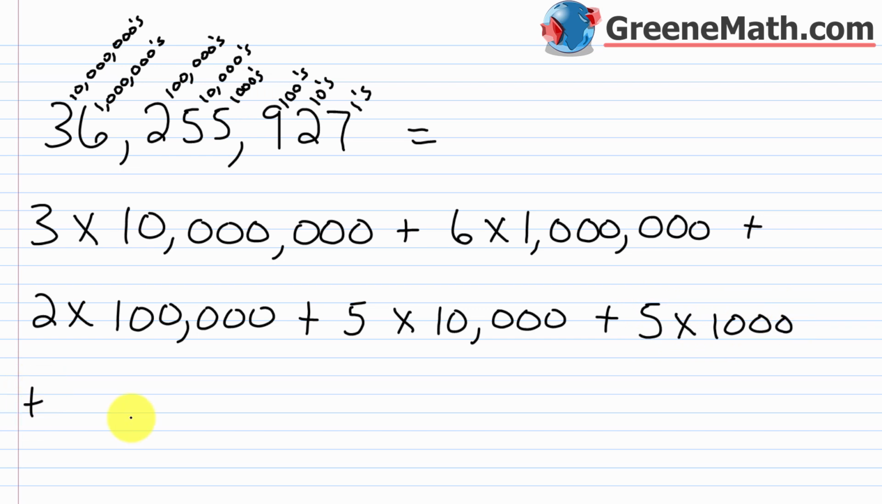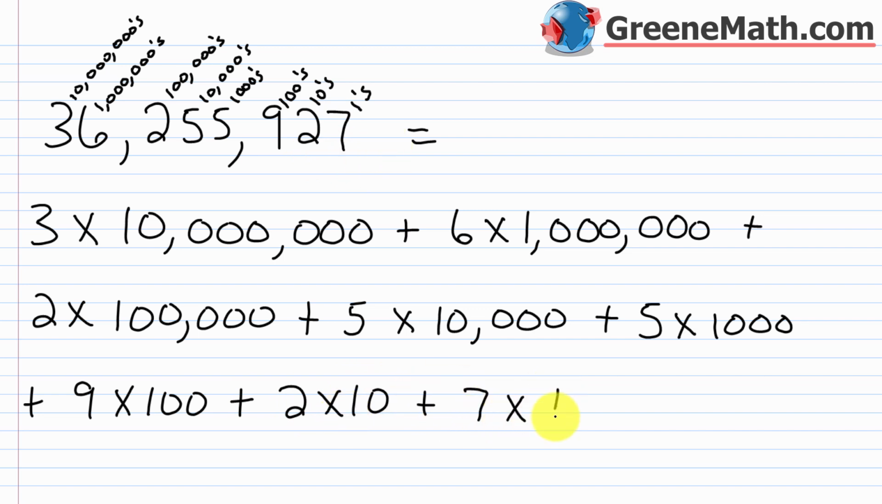And plus, we have a 9 in the hundreds place, so 9 times 100. And plus, we have a 2 in the tens place, so 2 times 10. And lastly, we have plus 7 times 1, right? We have a 7 in the ones place. So we do a little multiplication. 3 times 10 million is 30 million.